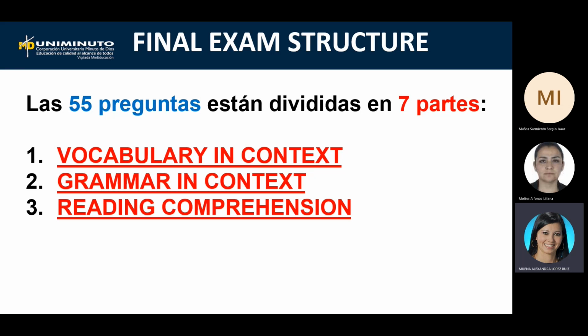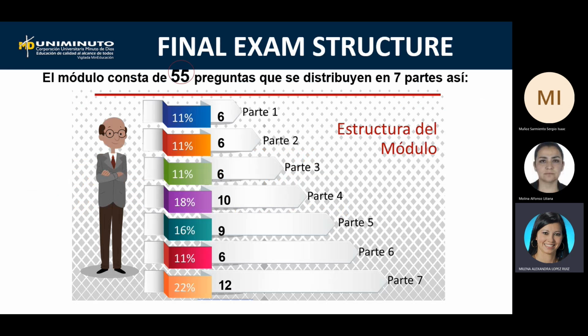Okay, so remember, there are going to be 55 questions, and they are divided into 7 parts. There's going to be vocabulary in context, grammar in context, and reading comprehension. Here is the final exam structure. Here are the percentages. In the second column, we can see the number of questions, and here we can see the parts. Remember, part number 5 has 9 questions, and part number 6 has 6 questions, okay?